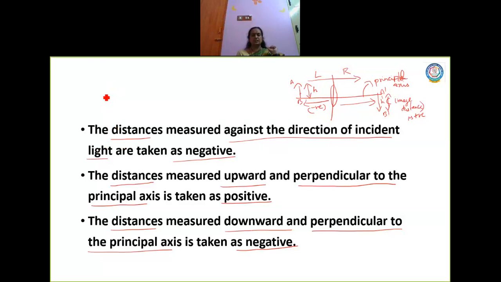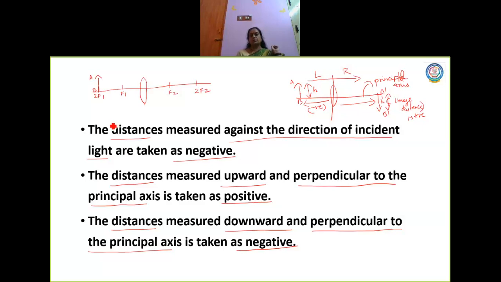Let us consider the image formation of a convex lens. This is a convex lens. This is the principal axis. Now this is F1, this is 2F1, and this is F2, and this is 2F2, right? Now I consider the object AB to be at 2F1. Hope you remember the image formation.